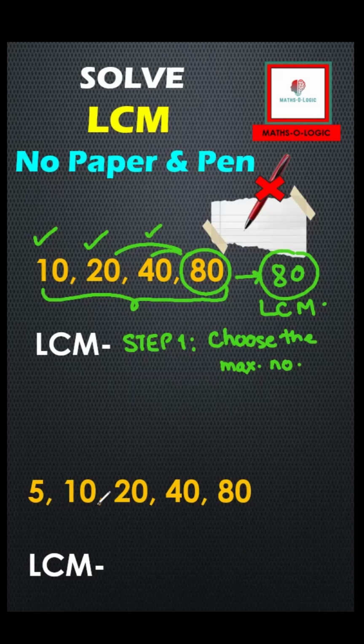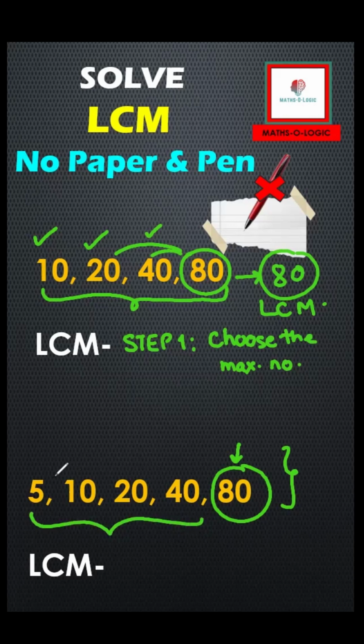So now we have to find the LCM of these given numbers. I have to pick the maximum number, which is 80, and check whether this 80 is exactly divisible by these given numbers or not. So 80 is divisible by 5, then 10 also, 20 also, and 40 also, and 80 itself, that's obvious. So it means that the LCM of these numbers is 80.